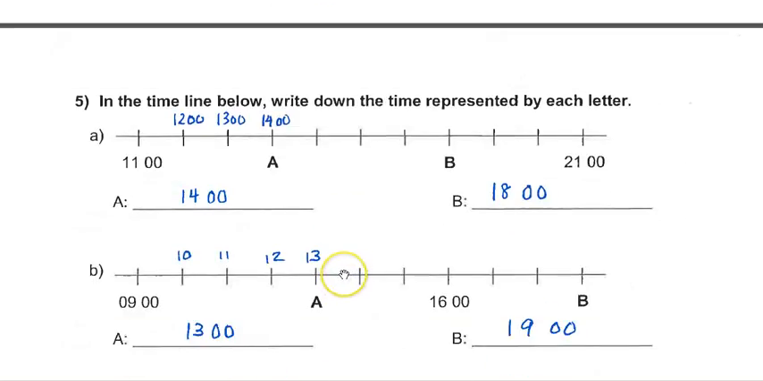This timeline is easy, right? Let's take a look. Write down the time represented by each. This is 11 o'clock, 12, 1, 2. So this is 1400 hours. And B, you count backwards, right? 21, 20, 19, 18. You count backwards. So is this, right? For this one, you count forward here, or you can count backward this way, 16, 15, 14, 13. It can be counting backward this way. This is quite straightforward. Let's carry on.